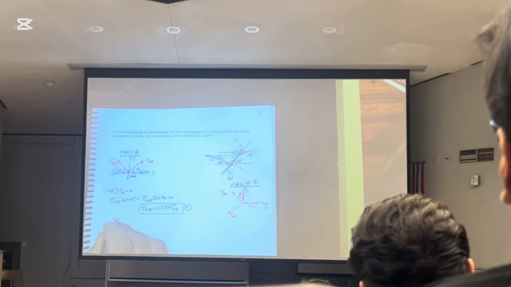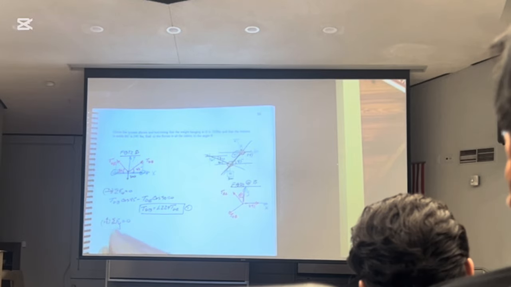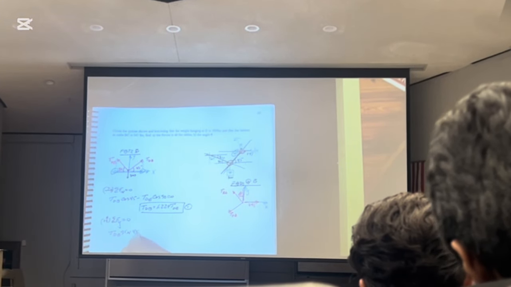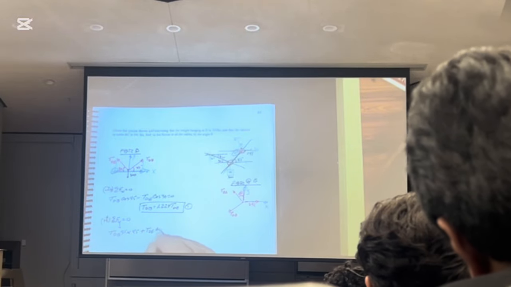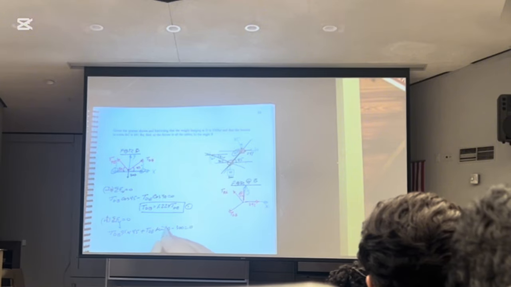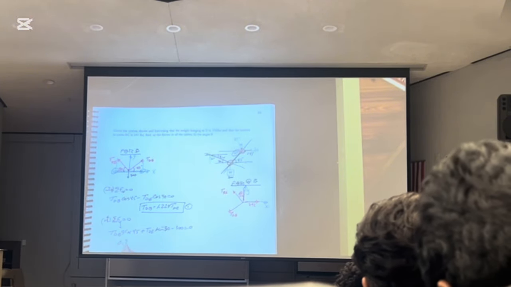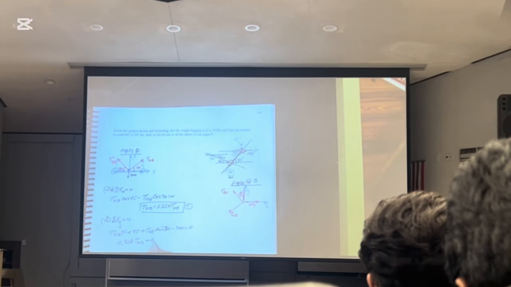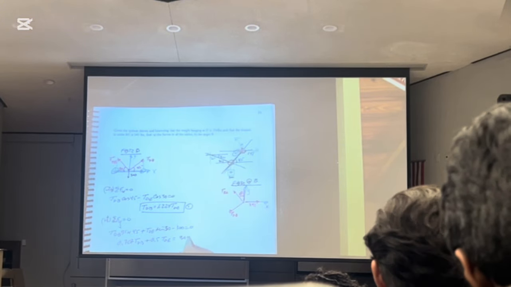Sum forces in the y equals 0, positive upward. TDB sine 45 plus TDE sine 30 minus 300 equals 0. Or 0.707 TDB plus 0.5 TDE must in essence equal 300.